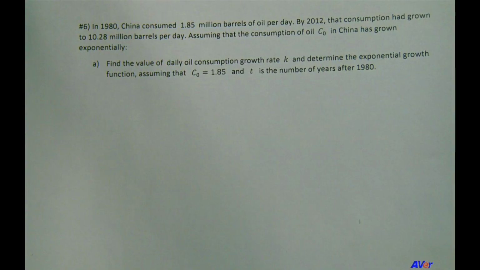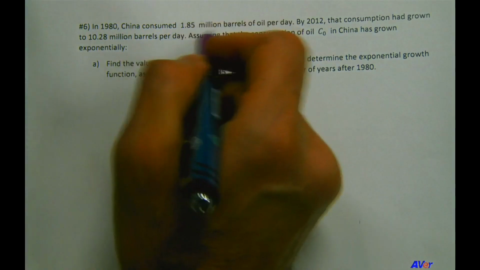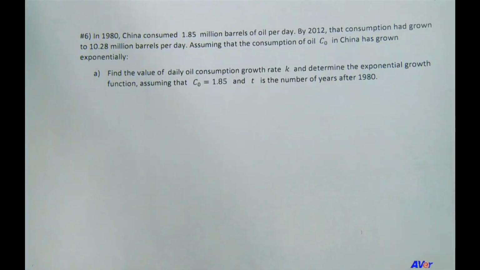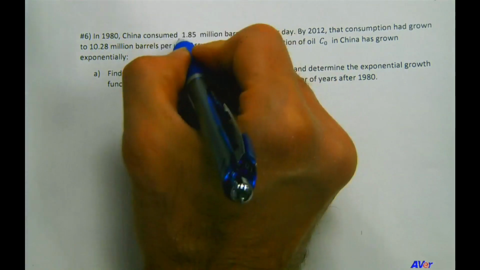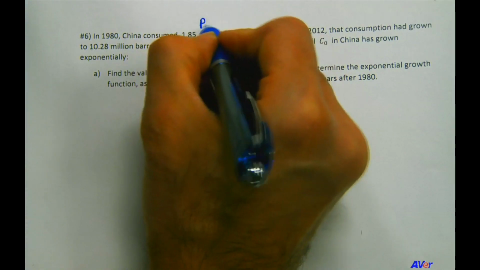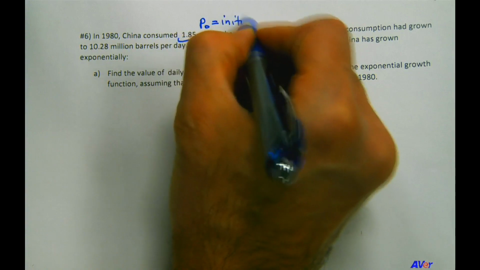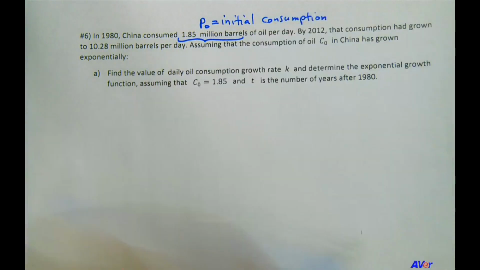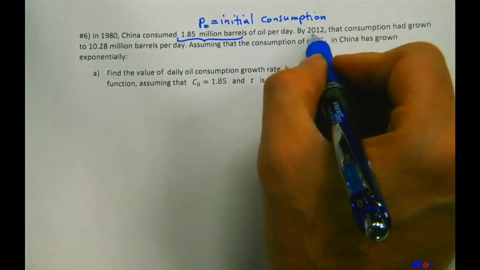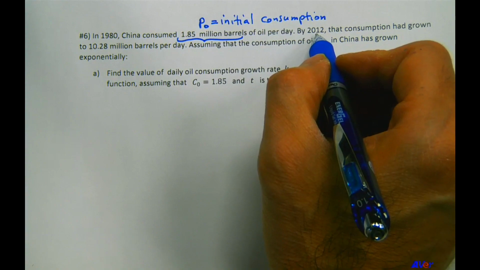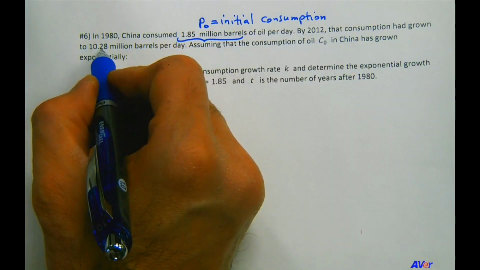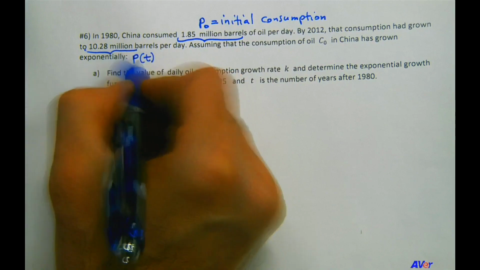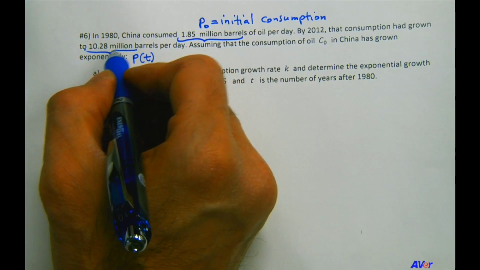It says in 1980, China consumed 1.885 million barrels of oil per day. So when they refer us to that time, it's quite likely that this is, and in here they clarify it, the initial quantity. Initial consumption, per day. By 2012, that's 32 years later, that consumption had grown to this much, right? So this is P of T. That's the amount after 32 years, the daily consumption of oil in China.